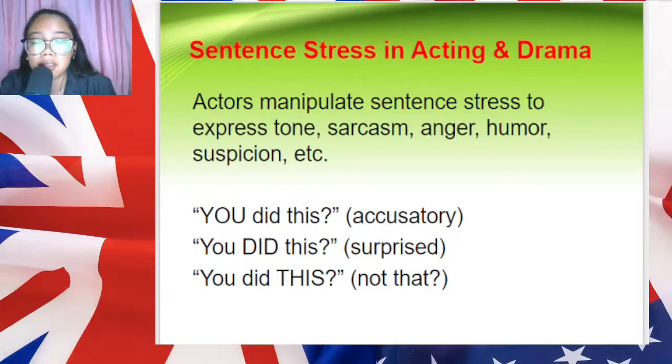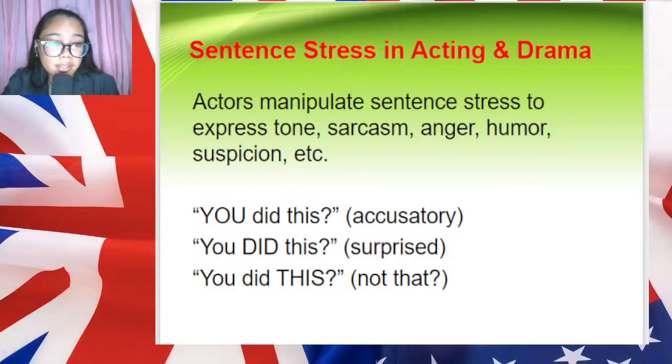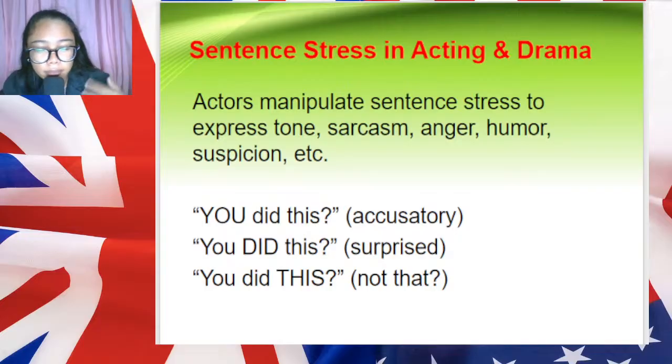So let's take this simple sentence. You did this. It has only three words, right? Grammatically, it's clear, but in spoken English, especially in dramatic performance, each word holds the potential for emotional nuance, depending on which one we choose to stress. Okay, let's explore the three versions highlighted on the slide and see how shifting that stress creates entirely different emotional interpretations.